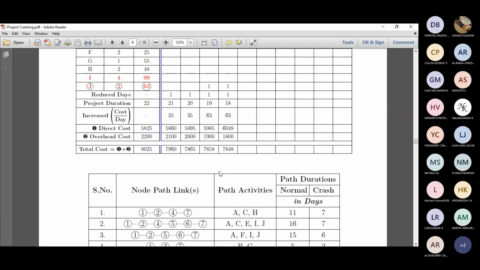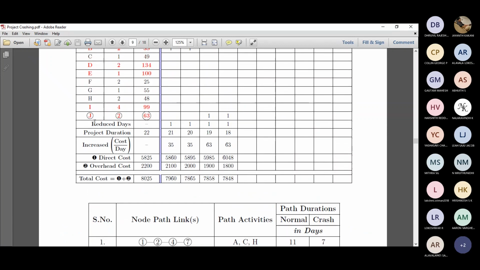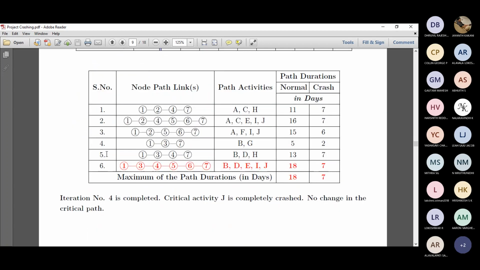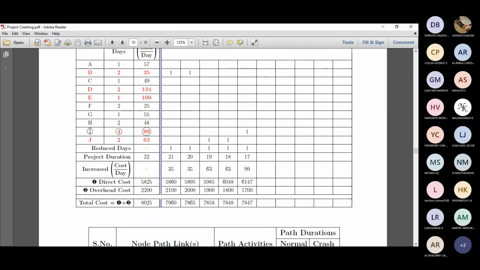And very importantly, now J is also completely crashed. So we cannot take D and J out of the critical activities. The remaining are D, E, and I, right? Among those, the least cost slope is I, which has 99, whereas D and E have 134 and 100, which are greater than 99. I can be reduced by 4 days. Remember that the delta duration for I is 4 days. So we can start doing it.